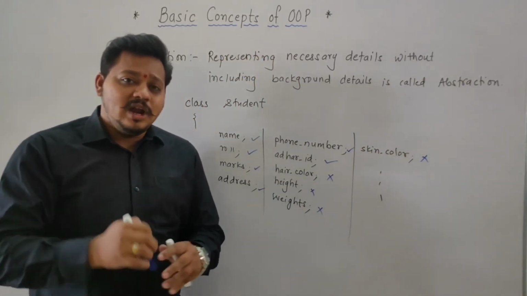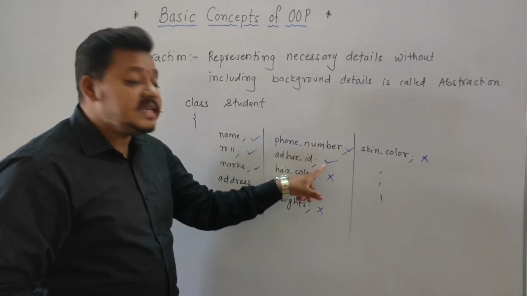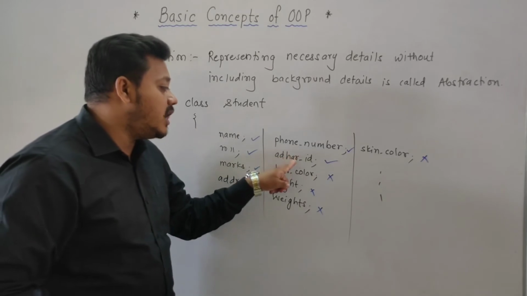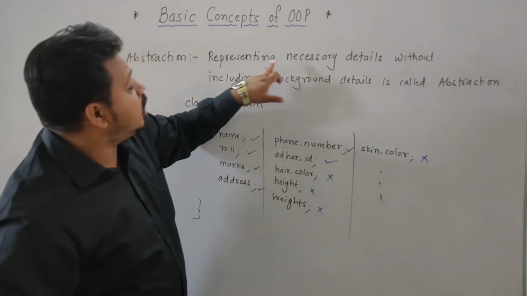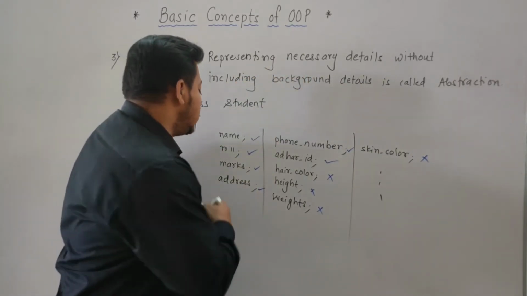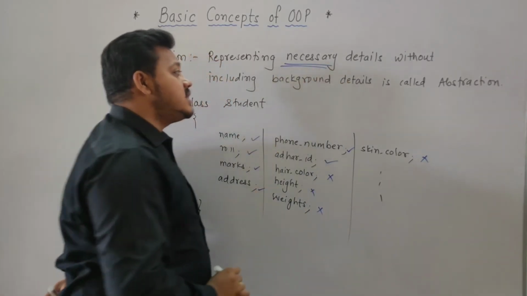That means that while developing the college management system, I will only put these 6 attributes: name, roll number, marks, address, phone number and Aadhaar ID. So these 6 are nothing but the essential ones, representing the necessary details. Name, roll number, marks, address, phone number, Aadhaar ID. These are the necessary details.